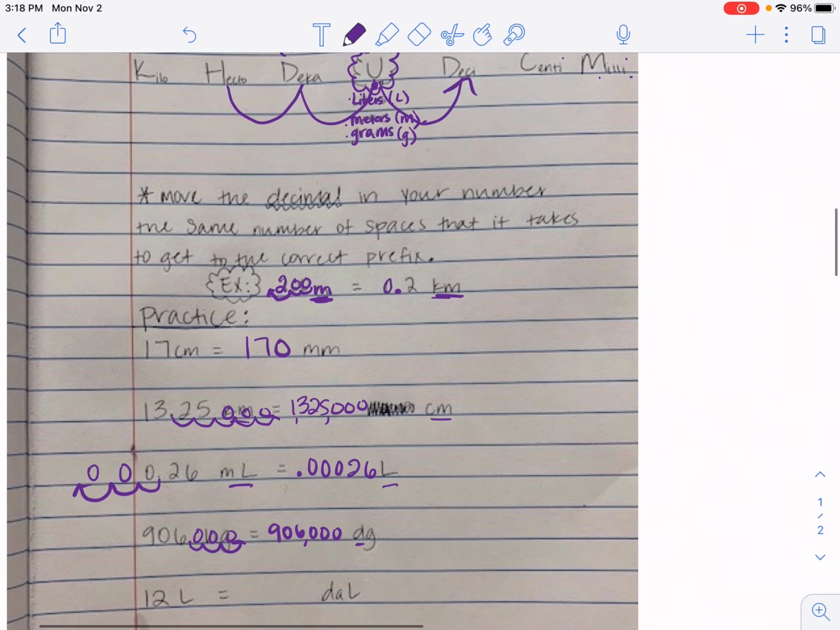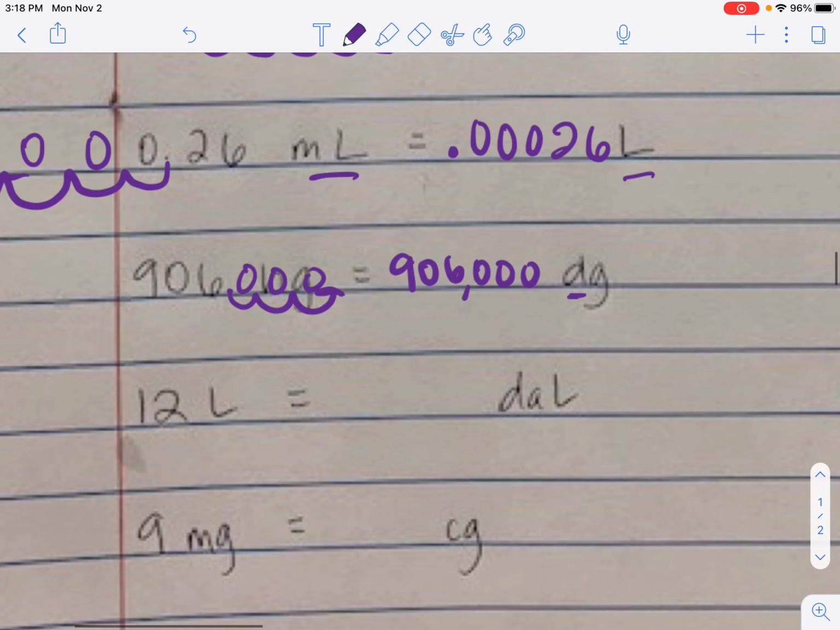All right, 12 liters, we want to know how many decaliters that is. So I'm going from liters to decaliters. So liters, that's just 1 space to the left. Okay, so I'm going to take my decimal, and I'm going to move it 1 space to the left. So it's 1 2/10 decaliters.